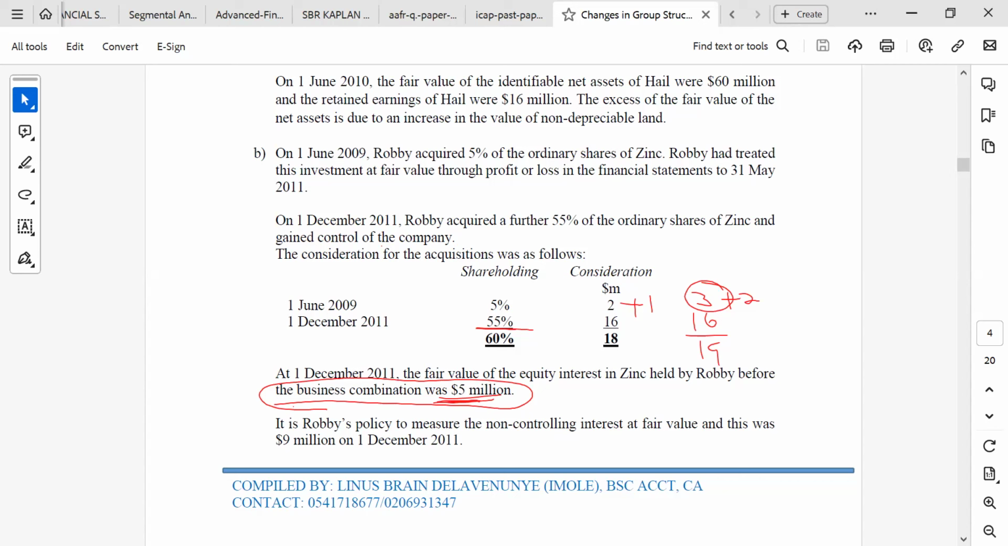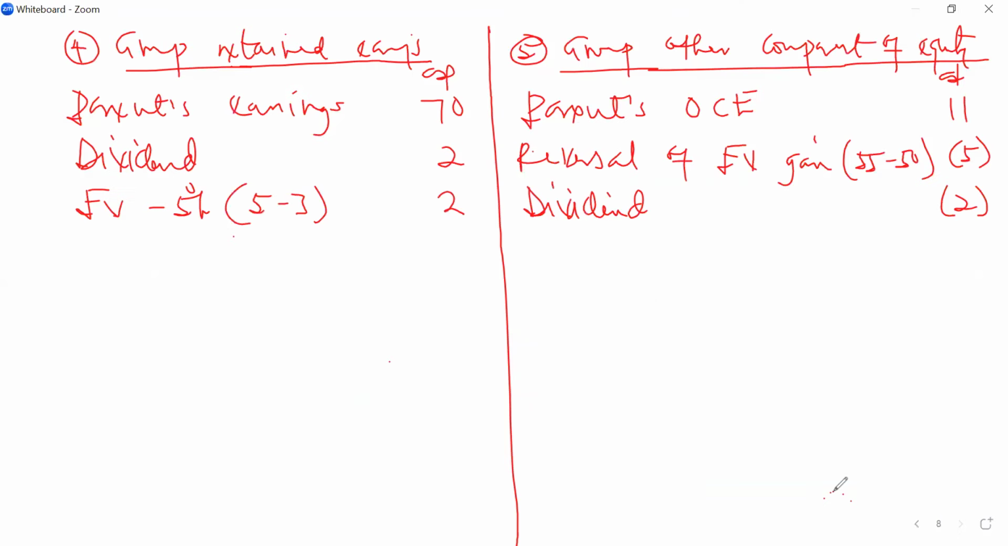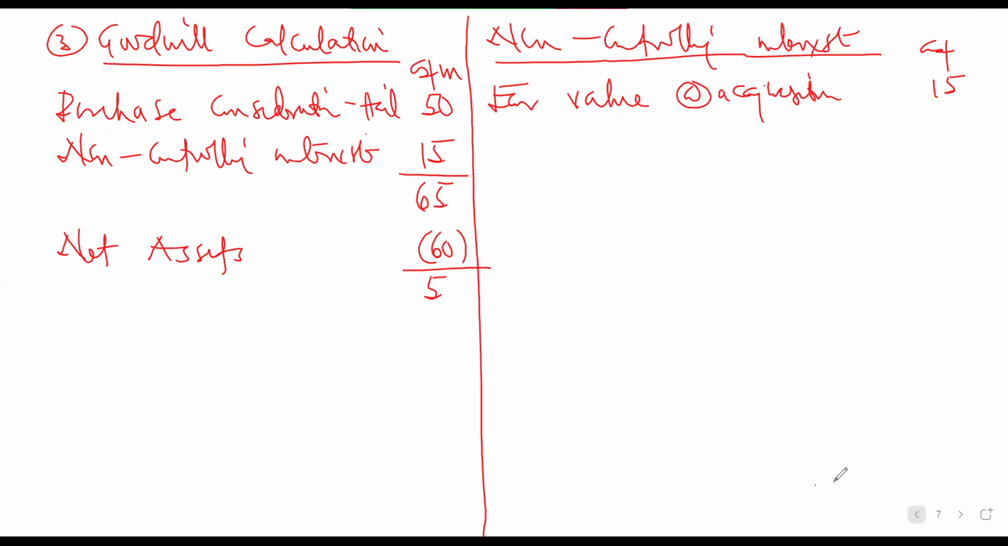All right. So what will be the total purchase consideration for Zinc? What will be the total purchase consideration? 21. Okay, that will be 21. It will be the 5, which is the new value, plus that. So let's come to the goodwill for Zinc. We calculate the goodwill for Zinc over here. So we have our purchase consideration.